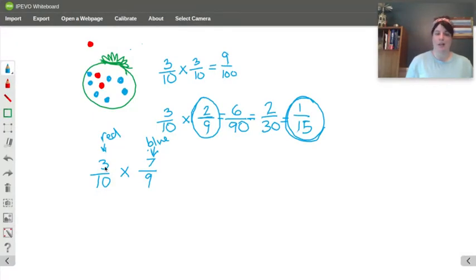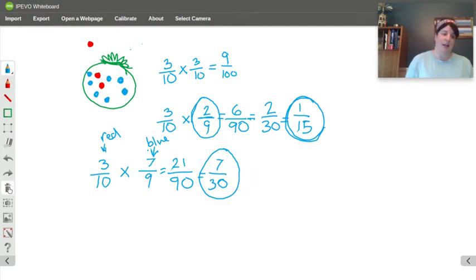So we're going to multiply across again, and we're going to get 21 out of 90. And again, I'm just going to do this the old-fashioned way and reduce it by hand. So we end up with 7 out of 30. Okay, so a 7 out of 30 chance to pull out a red and then a blue.